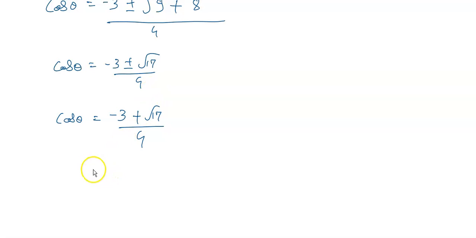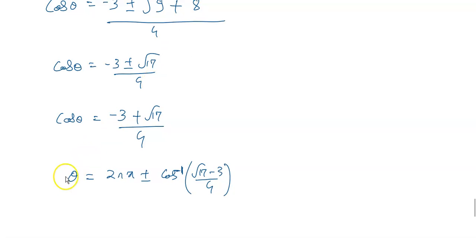So what would be theta equal to then? Theta would be equal to 2n pi plus minus alpha. Now alpha हमें दिख रहा है कि हमें इस पे स्टैंडर्ड एंगल की वैल्यू नहीं पता, so हम इसको लिख लेंगे cos inverse of root 17 minus 3 by 4. This should be the answer.